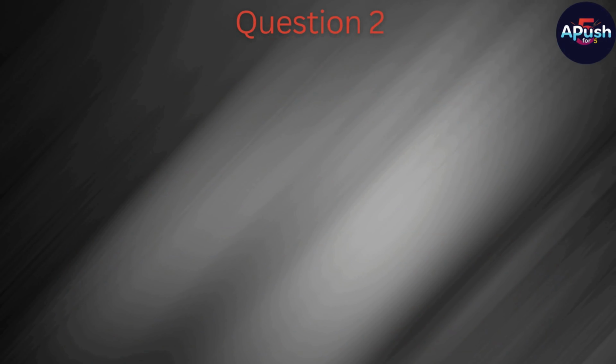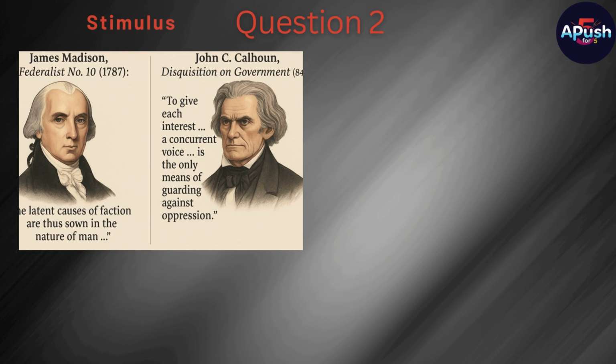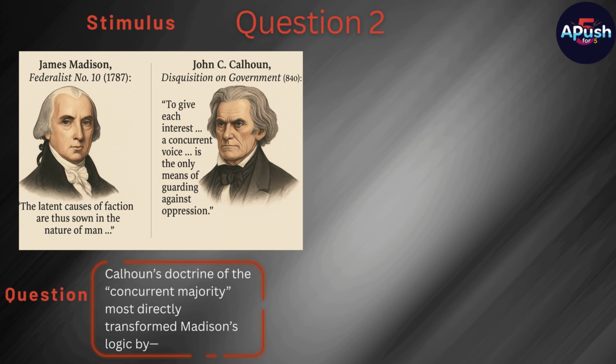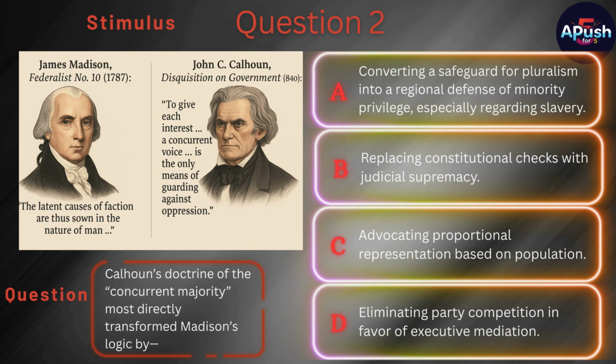Question 2. Stimulus. See image. Question. Calhoun's doctrine of the concurrent majority most directly transformed Madison's logic by A. Converting a safeguard for pluralism into a regional defense of minority privilege, especially regarding slavery. B. Replacing constitutional checks with judicial supremacy. C. Advocating proportional representation based on population. D. Eliminating party competition in favor of executive mediation.